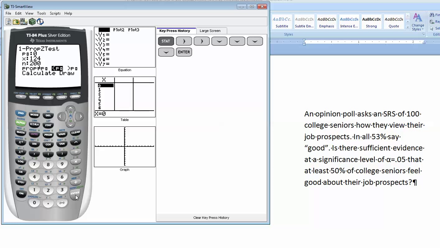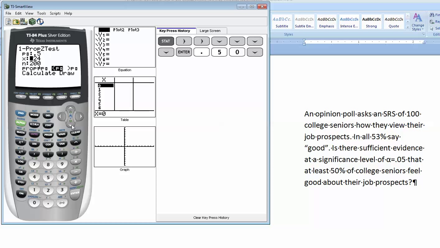And it'll ask first for our p sub 0, and we just said that's 0.5, because that's what we're looking at. We want to say, basically, if the actual population proportion is 0.5, then would this data that we got be unusual or not? Okay, so 0.5 is p sub 0.